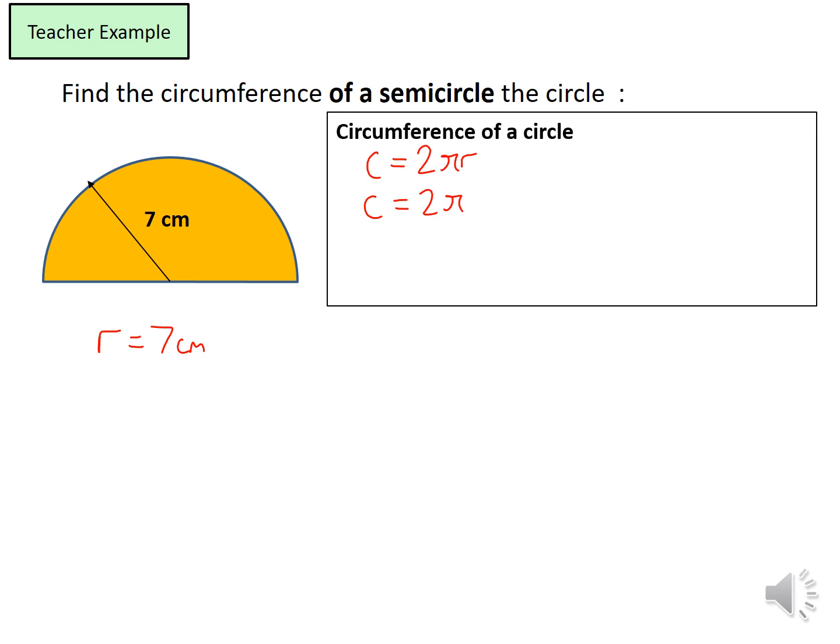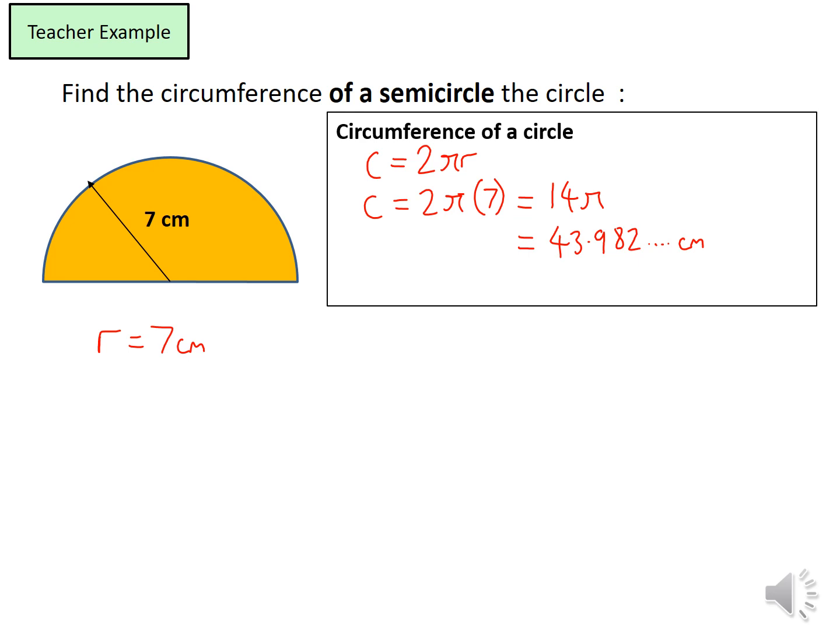So you get 2 times pi times r, which is now 7 centimeters. Now if you multiply that through, you would get 14 pi, and if you put that into your calculator, your answer will be 43.982 and so on centimeters. I haven't rounded it up just yet because we're trying to find the circumference of a semicircle, and this is the circumference for a full circle.